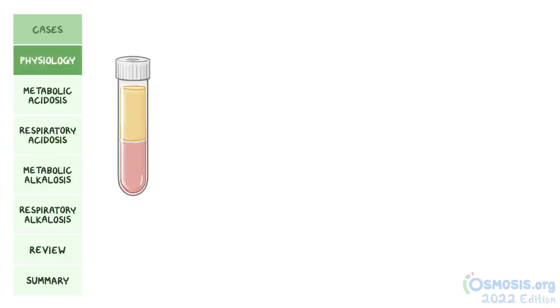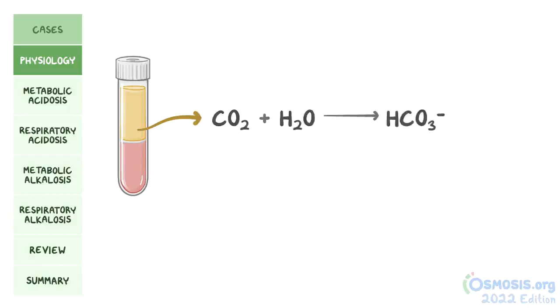Now, let's go back to the basics for a bit. So, in plasma, you can find carbon dioxide, or CO2, and water, or H2O. They're constantly mixing together in order to make bicarbonate ions, or HCO3-, and hydrogen ions, or H+. Similarly, bicarbonate ions and hydrogen ions can form CO2 and H2O.